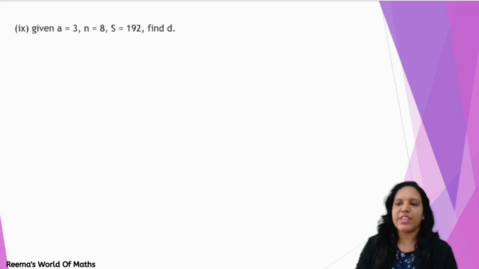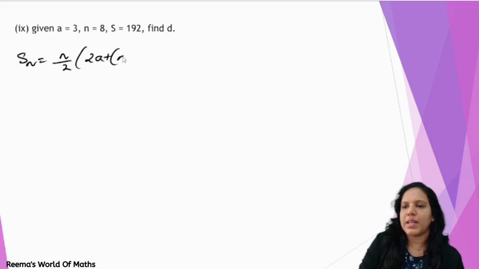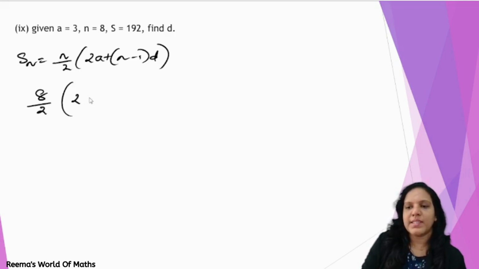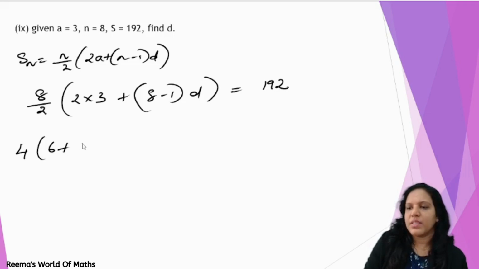The next question is: given a equals 3, n equals 8, Sn equals 192, find d. We know for any Sn we can write n by 2 multiplied by 2a plus n minus 1 into d. Correct? Here n is 8, so 8 divided by 2 into 2 times a, which is 3, plus n minus 1, that is 8 minus 1, times the common difference we don't know, equals 192. 192 is the sum. So that is 8 by 2, 4, multiplied by 2 times 3, 6, plus 8 minus 1, that is 7d, equals 192.